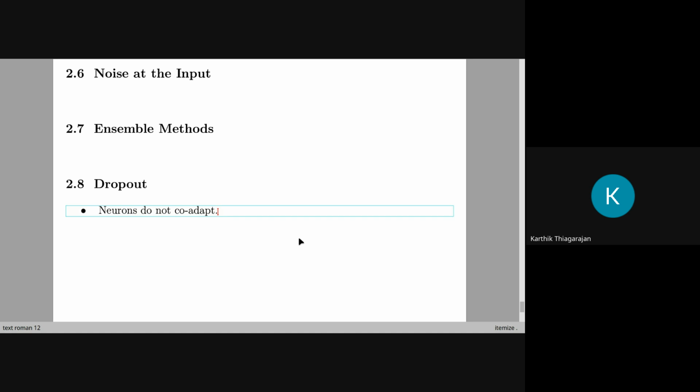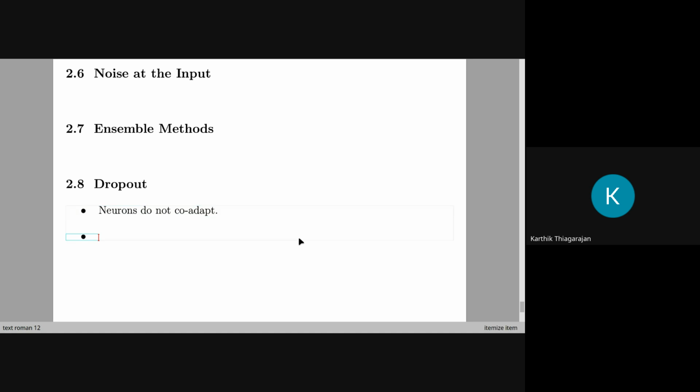For obvious reasons. Let's say neurons 1, 3, 5 co-adapt, and in one of the iterations you drop out neuron 1. So what will happen? 1, 3, and 5 can no longer co-adapt because one support is missing for 3 and 5. So they can't together learn some noisy pattern. So that is avoided. Dropping out prevents neurons from co-adapting and learning patterns which are noisy.